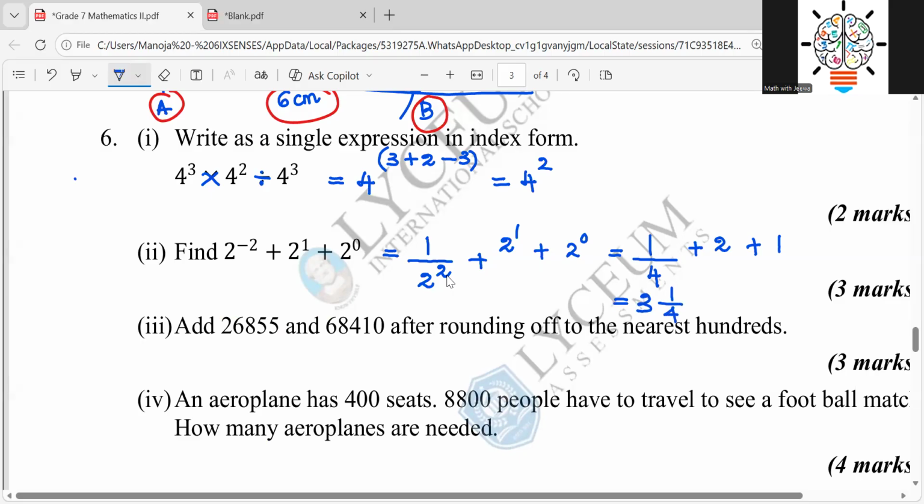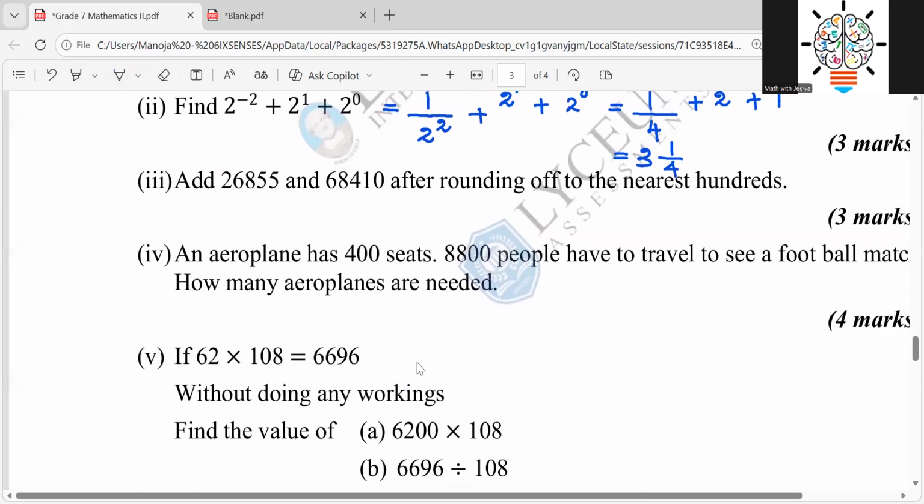That's an example. Right? This is how you write the answer when you want to find the value. 2 to the power negative 2 means 1 over 4. 2 to the power 1 means 2. 2 to the power 0 means 1. Anything to the power 0 is 1. Anything to the power 1 gives you the same value as the base value. So then you can add 2 plus 1, 3, 3 and a quarter. Right?